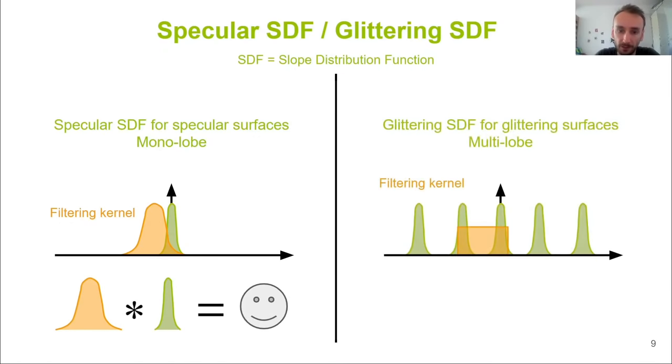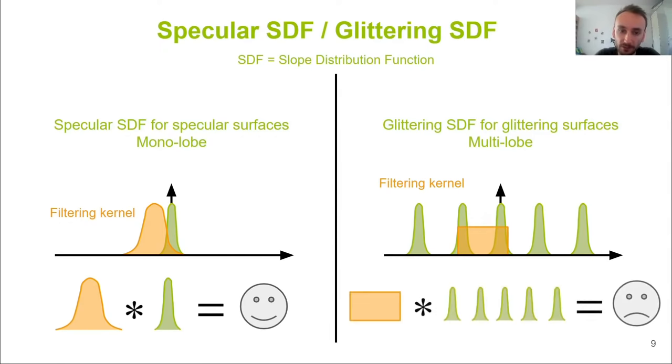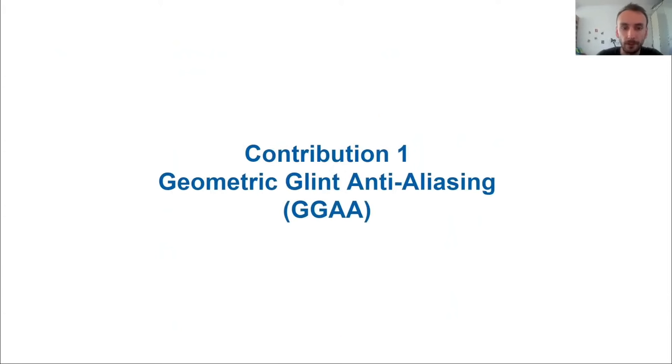When the surface is sparkling, the slope distribution is multi-lobe, and this time, there is no simple solution to the convolution, no matter what the shape of the kernel. We still manage to evaluate this convolution in real time, and this is the first contribution of our work. Now, I'm going to present this contribution, which I call GGAA, for geometric glint anti-aliasing.